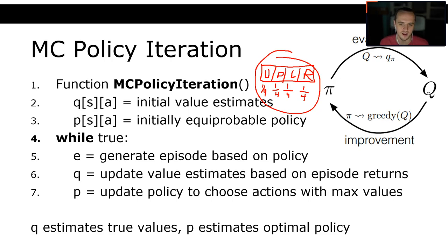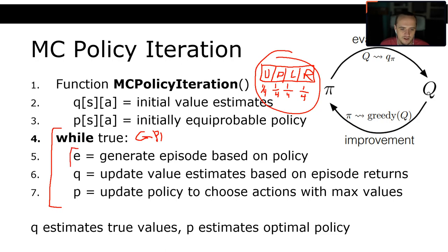The reason for that is that we don't know which action is best yet. And so we want to choose a random action and see how it goes. All right, now we enter the generalized policy iteration loop. This is the GPI loop right here.